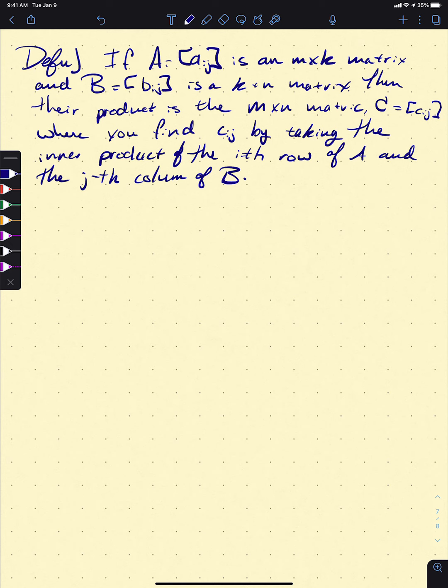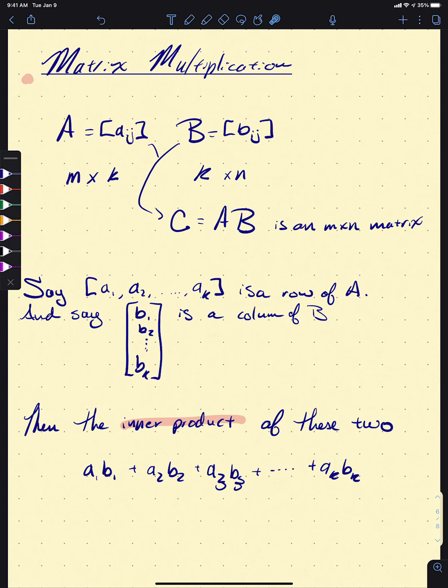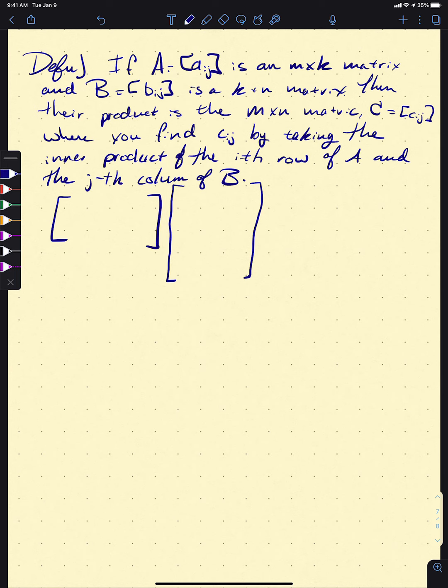Let's draw ourselves a little schematic of what's going on here. Say we have some matrix A that looks like this, and some matrix B that looks like this. Remember, this one is long, so this one needs to be tall, because the columns here need to equal the rows here. And then that's going to come out to some matrix that looks maybe like that.